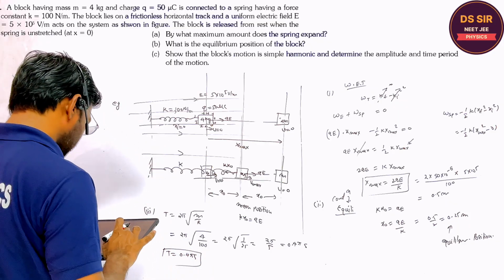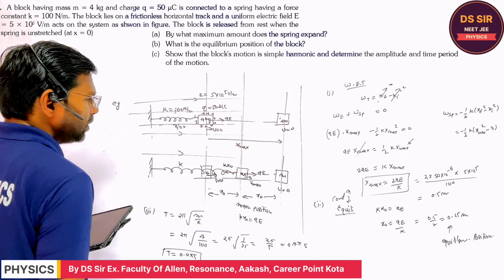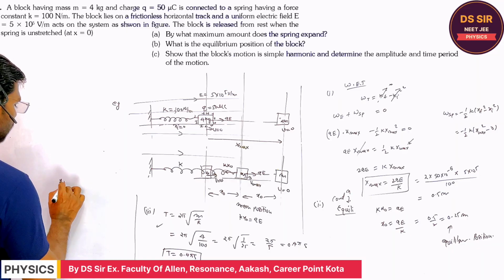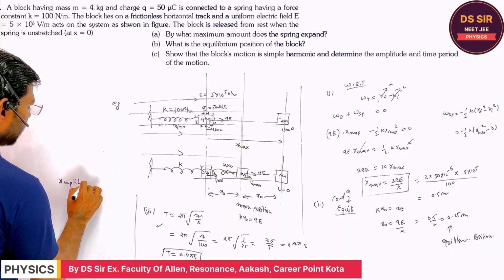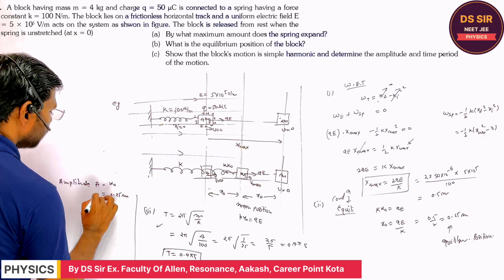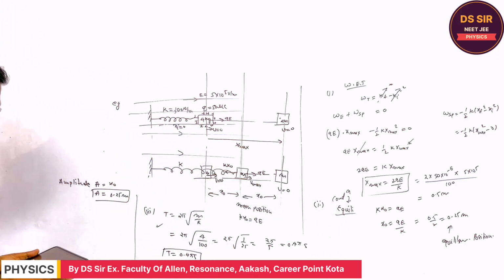And what else is asked? And the amplitude. What is the amplitude? This is the time period, and the amplitude A is nothing but x naught, which is equal to 0.25 meter. Right. First copy this, then copy this.